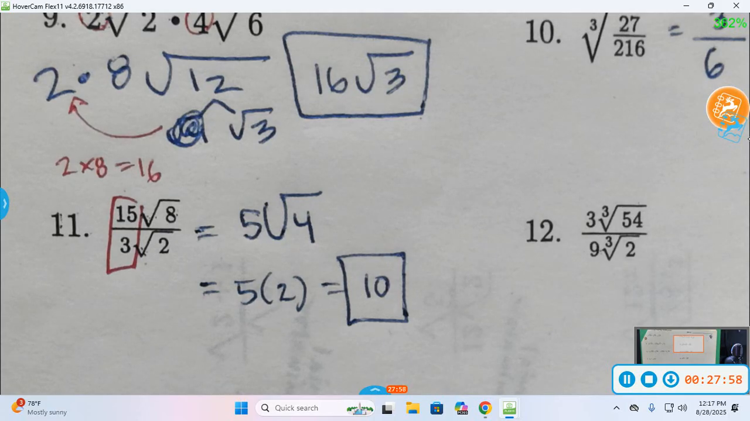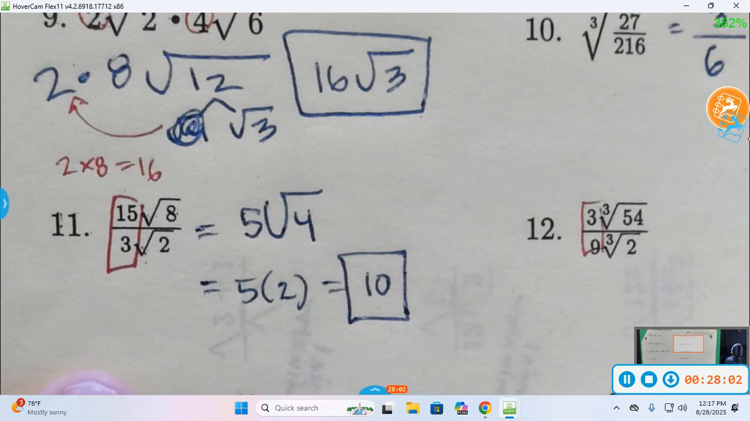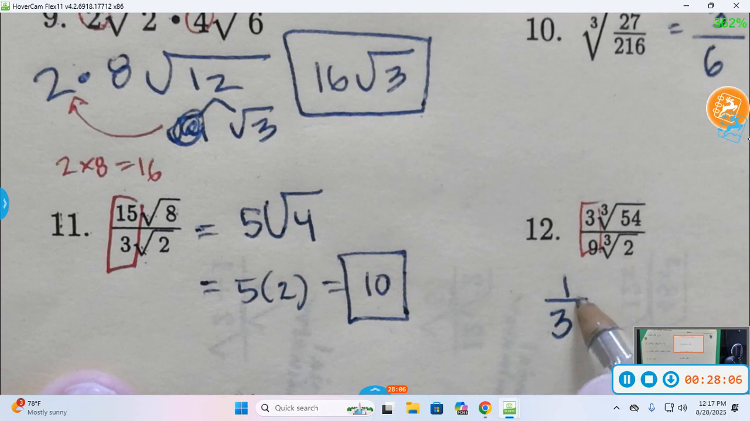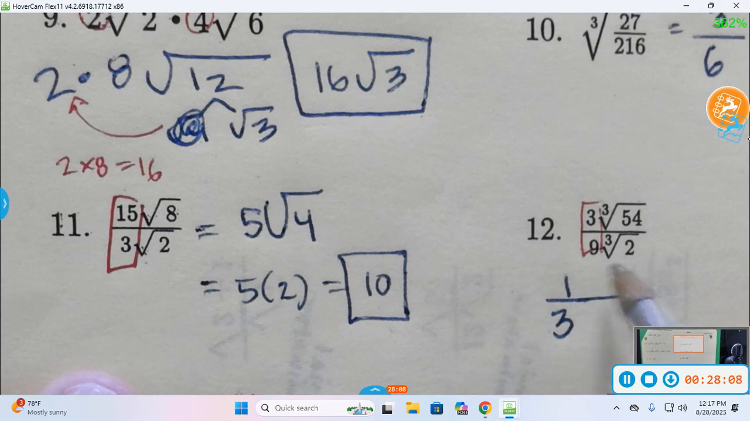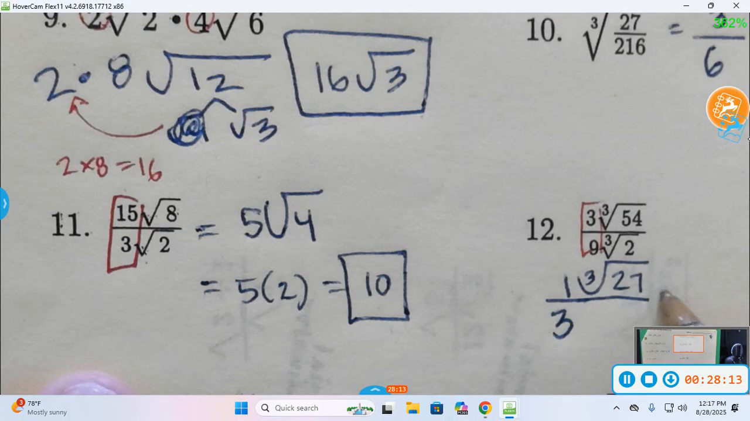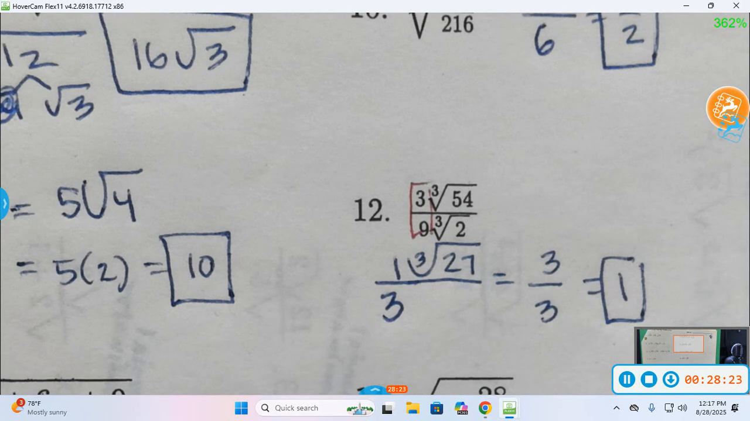Go ahead and do this. These are grouped together. 3 over 9 is 1/3. Cube root of that divided by the cube root of that is the cube root of 27. The cube root of 27 is 3. And 3 divided by 3 is 1. All right, those of you that did that one, do you agree with me on that one? All right, Dante says yes. I just read them all on.